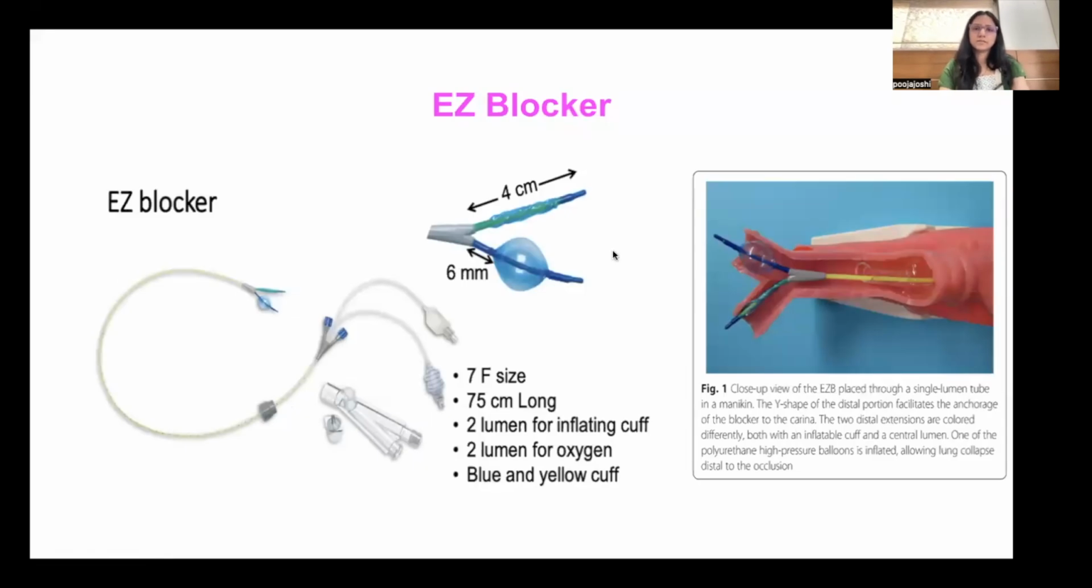There comes the EZ-Blocker, which is available in 7 French size, 75 centimeters long. It has two different lumens for inflating the cuffs, the color-coded blue and yellow cuffs, with a Y-shaped distal portion. This distal portion facilitates the anchorage of the blocker onto the carina, and you can inflate either balloon depending upon the isolation of the desired lung.